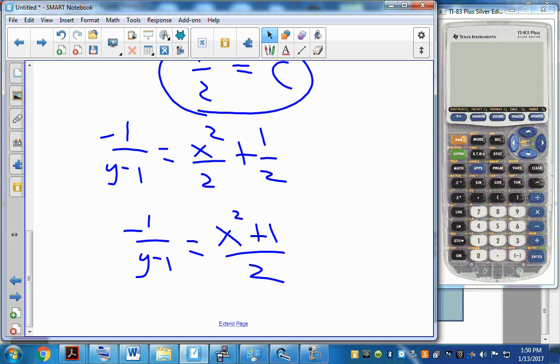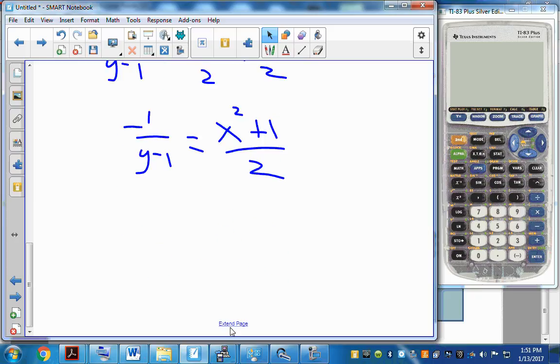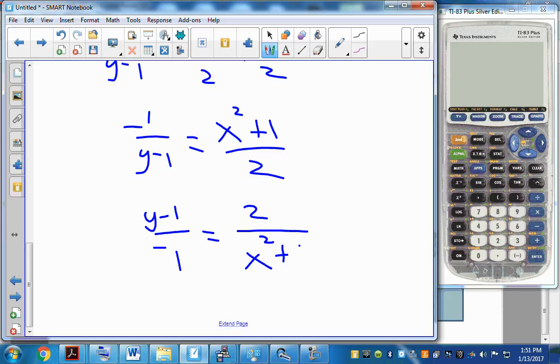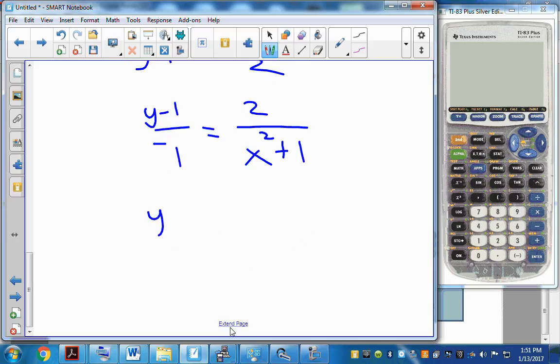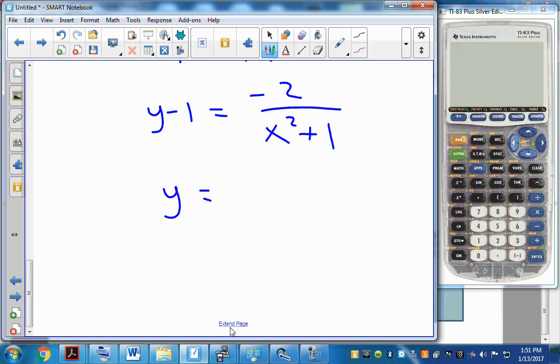Why do I want that here? It actually makes things a little bit easier. Remember, we're supposed to solve for y. So if you do the upside downable theorem, you get y minus 1 over -1 is 2 over x squared plus 1. Maybe multiply both sides of this equation by -1. So you get this. And then finally get y by itself. Add 1. That's it. Now, a lot of algebra there.